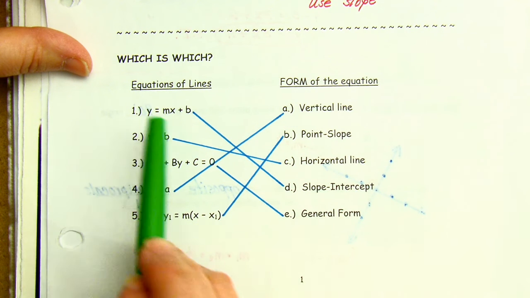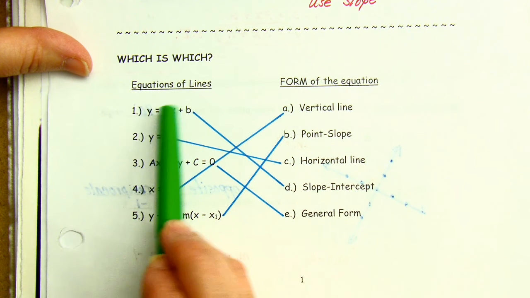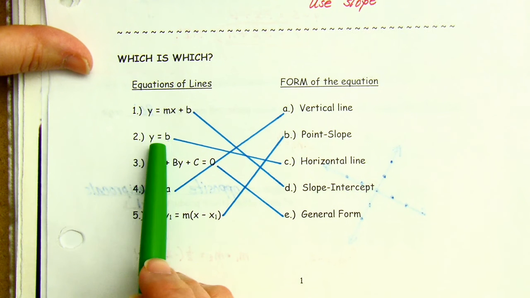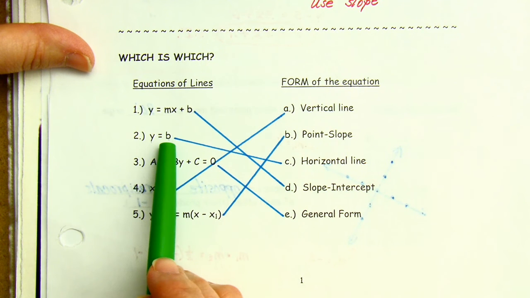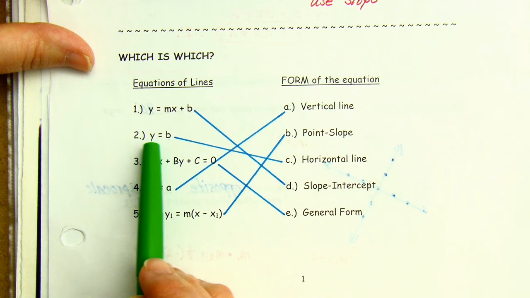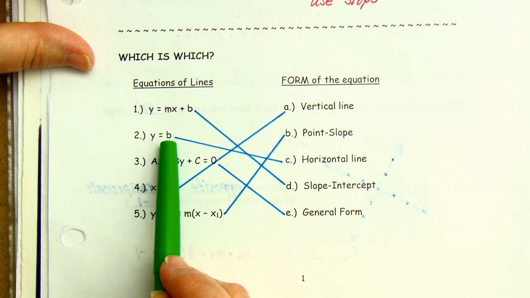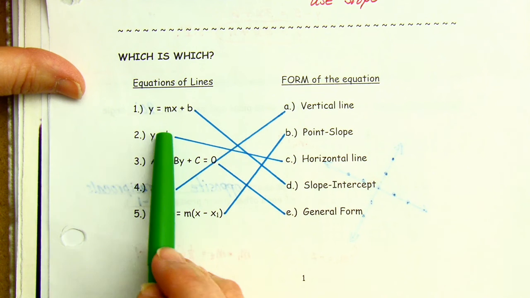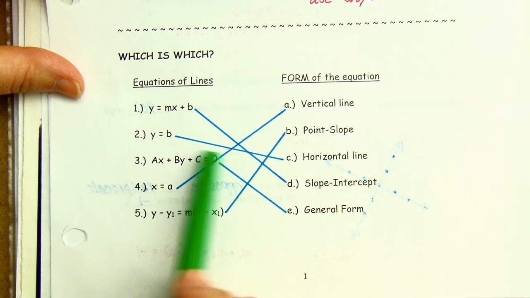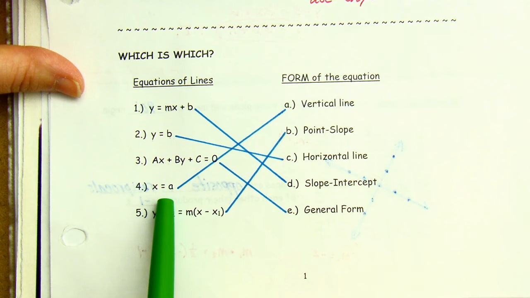y equals mx plus b. This is slope, this is intercept, that's the slope-intercept form. y equals b. That's a horizontal line. And we're saying that y equals b because b is the symbol for the y-intercept, and a y equals equation would pass through the y-axis. And you would have a y-intercept. All right, so there's your horizontal line. This is your general form. This is your vertical line.